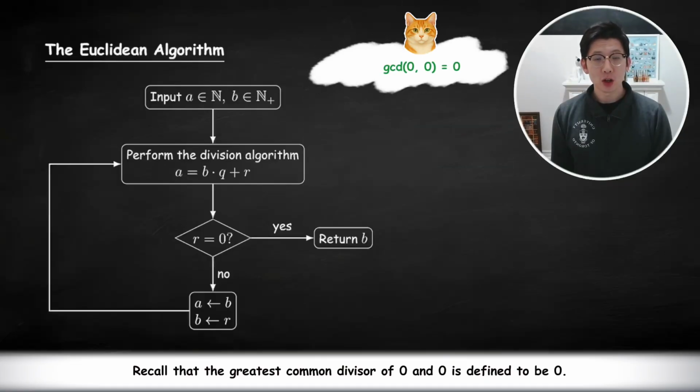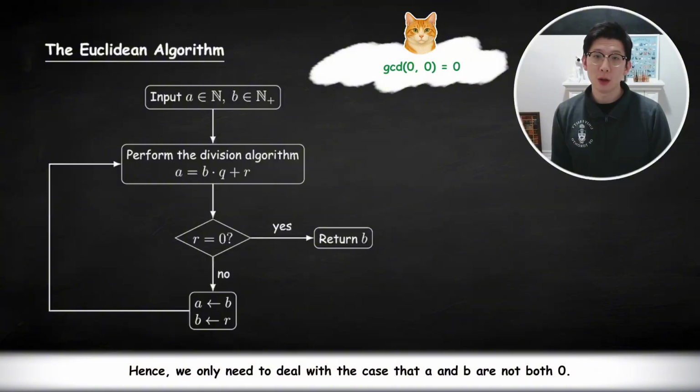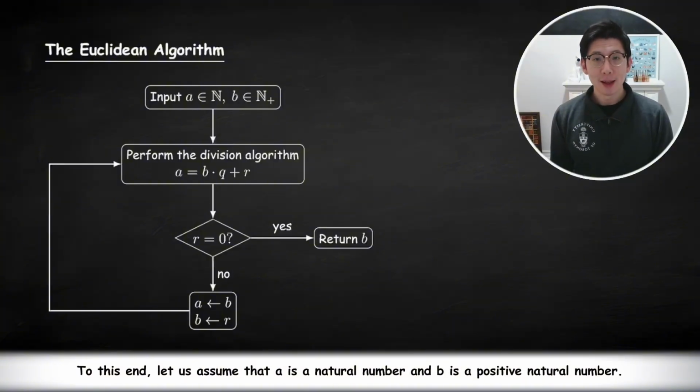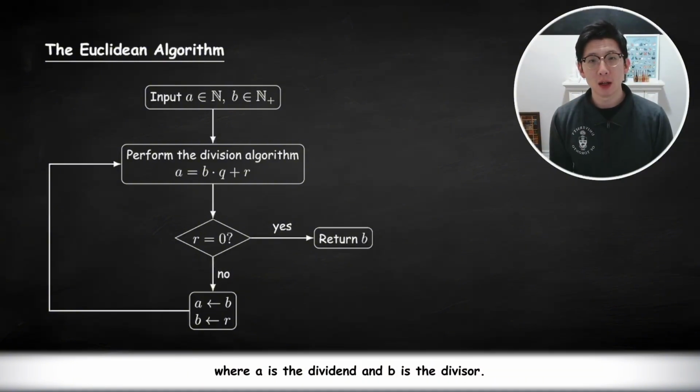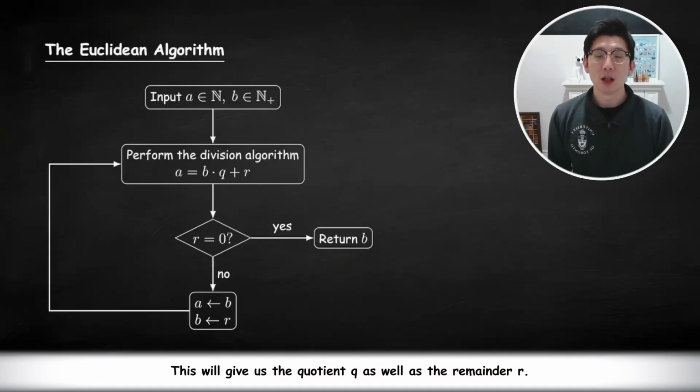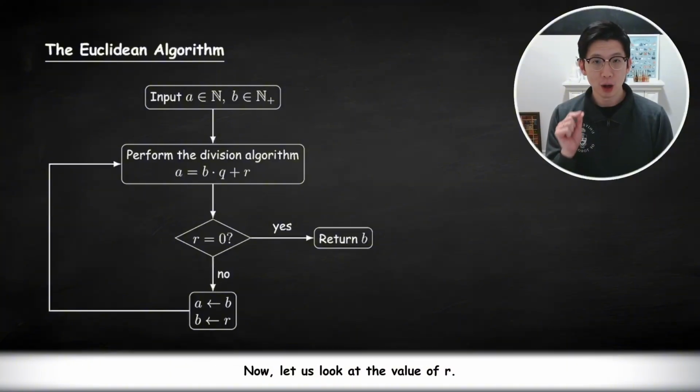Recall that the greatest common divisor of 0 and 0 is defined to be 0. Hence, we only need to deal with the case that a and b are not both 0. To this end, let us assume that a is a natural number and b is a positive natural number. Since b is positive, we can perform the division algorithm to a and b, where a is the dividend and b is the divisor. This will give us the quotient q as well as the remainder r. Now, let us look at the value of r. There are only two possibilities. Either r vanishes or not.